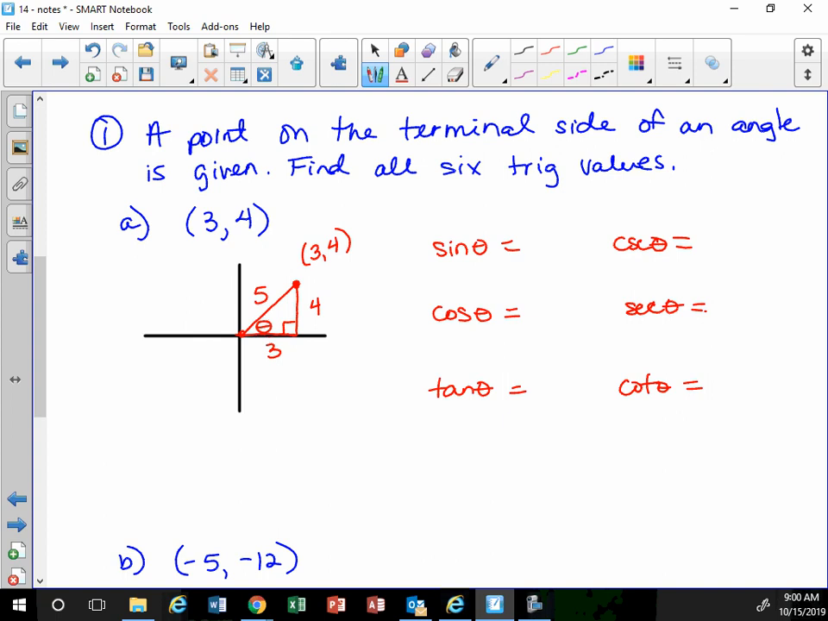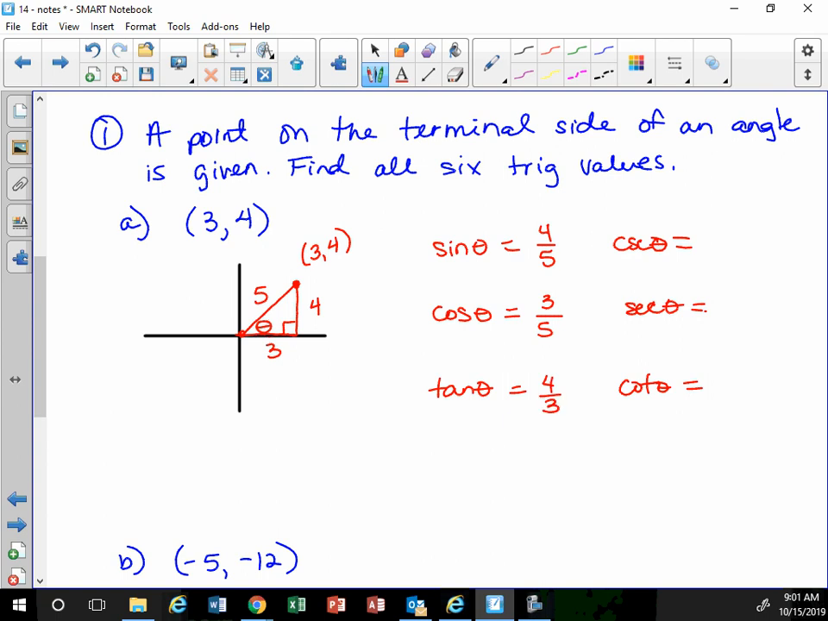So what would you tell me for sine of theta? What'd you say? Yeah, 4 over 5? Okay, good. 4 over 5 is right. What about for cosine? What's cosine going to be, guys? 3/5? Good. What about tangent? 4 over 3. Yeah, opposite over adjacent. Okay.